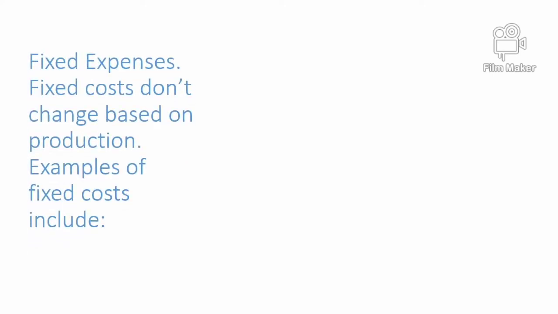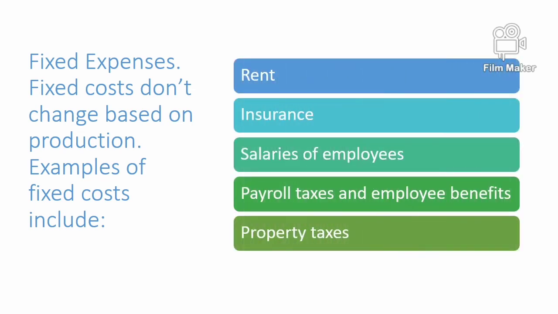Fixed expenses, or fixed costs, don't change based on production. Examples of fixed costs include rent, insurance, salaries of employees, payroll taxes and employee benefits, and property taxes. Every month, we will pay for the rent. We will pay for the insurance of our company. And monthly, we will pay for the salaries of employees. We also have to pay the payroll taxes and employee benefits, like for example SSS, PhilHealth, and Pag-ibig. At the same time, we need to pay the property taxes, like for example on building properties, lot properties, and others.